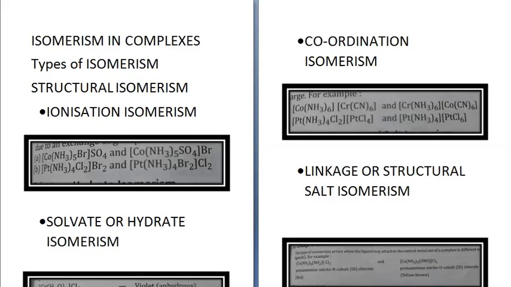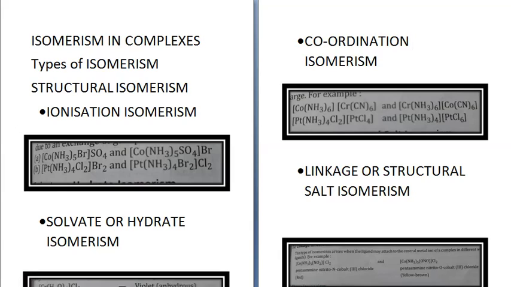Children, today we are going to study about isomerism in complexes. Now first let us discuss the types of isomerism. In coordination compounds there are two basic types of isomerism. First is structural isomerism and the second one is stereoisomerism. In structural isomerism, you have ionization isomerism, hydrate isomerism, coordination isomerism, and linkage isomerism. Whereas in stereoisomerism, you have geometrical isomerism and optical isomerism.